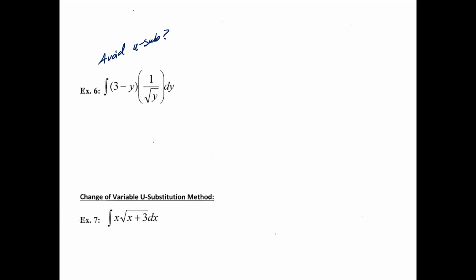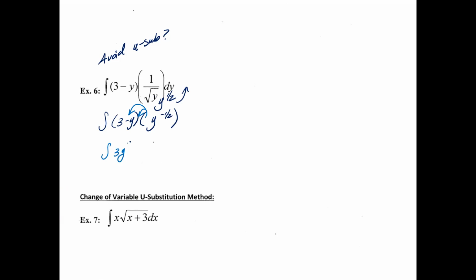And in this situation, you might want to pause the video and try to manipulate the equation. The way I see it is I see that there is a 1 over square root of y. I know that that's y to the 1/2, and if I bring it up, it's going to be y to the negative 1/2. Well, there's nothing that says I cannot distribute that, so I'm going to go ahead and distribute it.